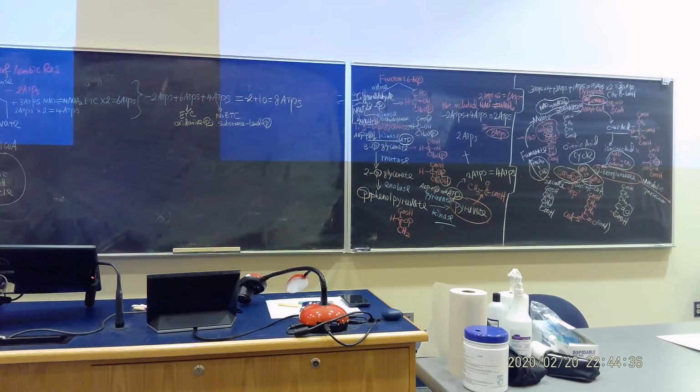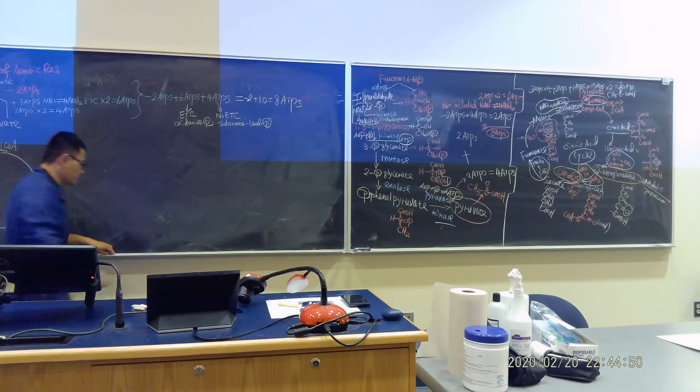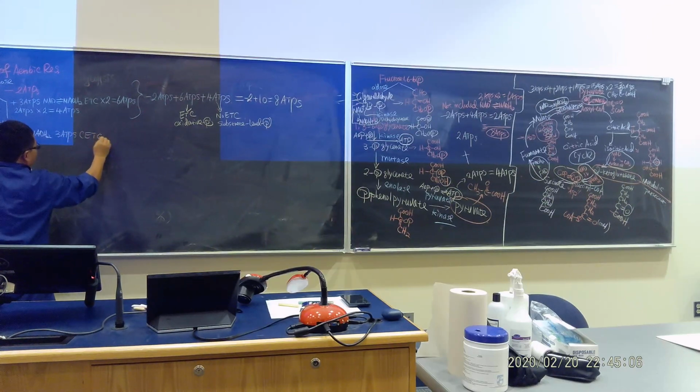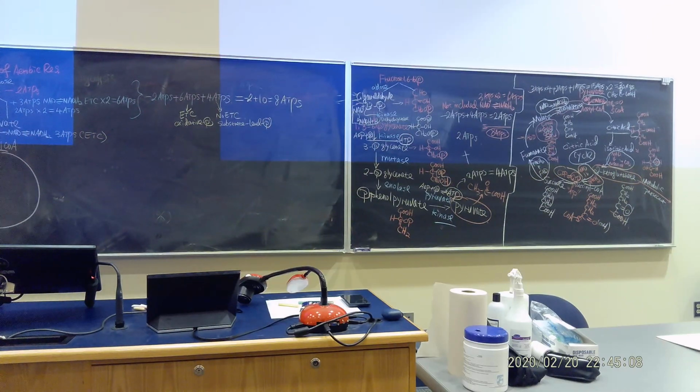Okay, once you go here, let's draw a little bit larger. Once you go here, you have to draw where the NADH is going to happen. In this transition step, pyruvate becomes acetyl-CoA, which is NAD reduced to NADH2. This is 3 ATPs coming out through the electron transport chain, which is oxidative phosphorylation.